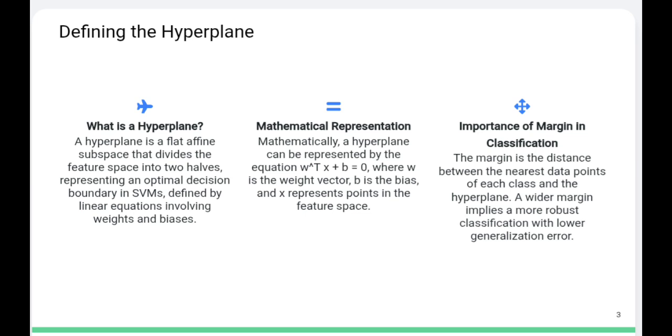And this slide elucidates the concept of hyperplanes, focusing on their definition and significance in classification tasks, and the mathematical representation of hyperplanes will be discussed to establish a clear connection to their role in achieving maximum margin classification.